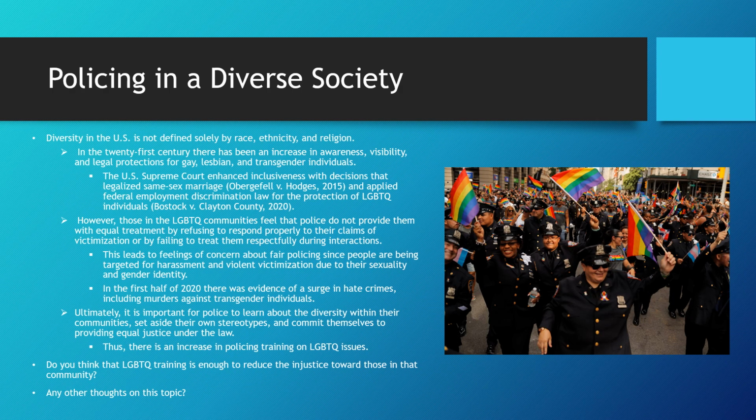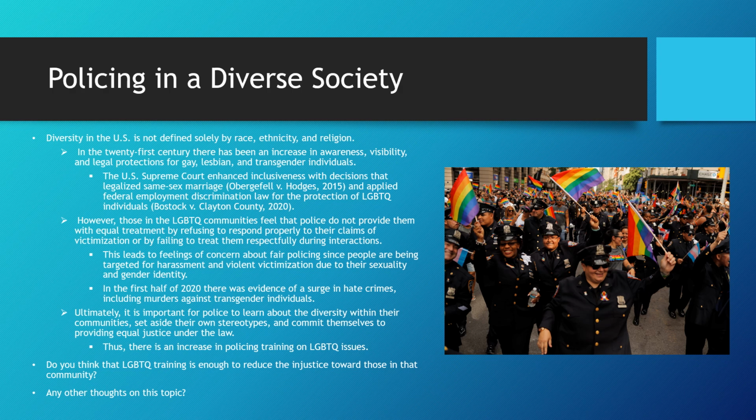Diversity in the U.S. is not defined solely by race, ethnicity, and religion. In the 21st century, there has been an increase in awareness, visibility, and legal protections for gay, lesbian, and transgender individuals. The U.S. Supreme Court enhanced inclusiveness with decisions that legalized same-sex marriage and applied federal employment discrimination law for the protection of LGBTQ individuals.